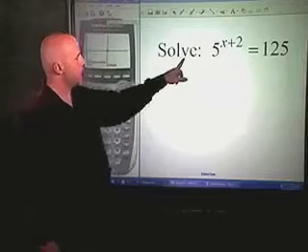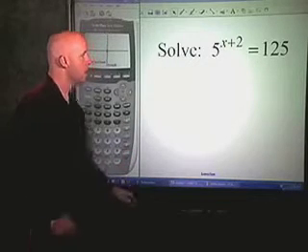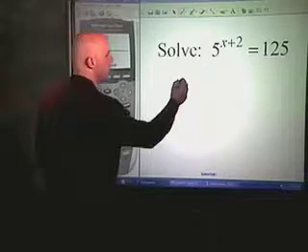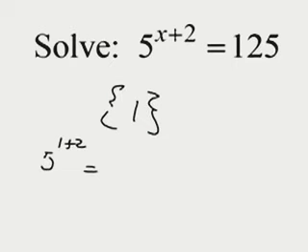Now we're looking to solve the equation 5 to the x plus 2 equals 125. From our graph, we can see that the solution set is just x equal to 1. So we'll write our solution set as 1. And we can check that. 5 to the 1 plus 2 equals 5 to the third power, which is 125, as it should be.